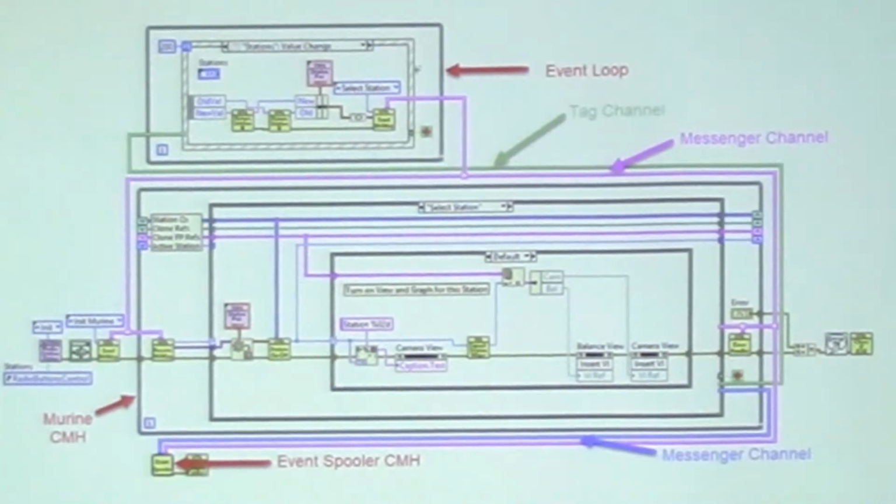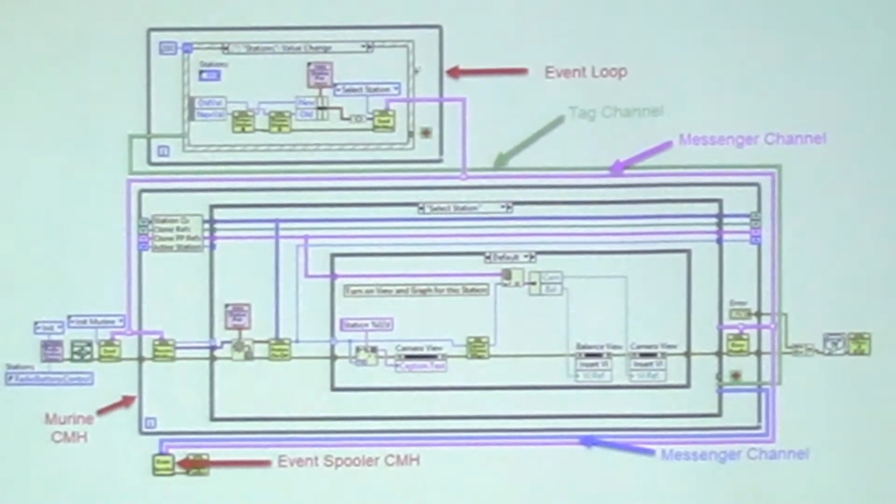It's another channel message handler. I won't show you that one. There is a tag channel that's going from mirroring up to the event loop. It's only there to stop the event. And like I say, I would have done it with a user event, but that wasn't present in 2016.